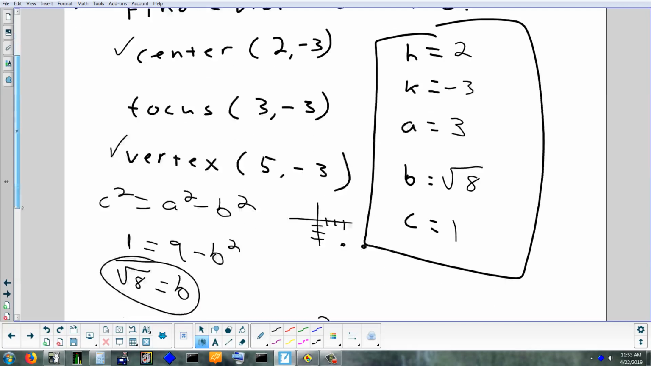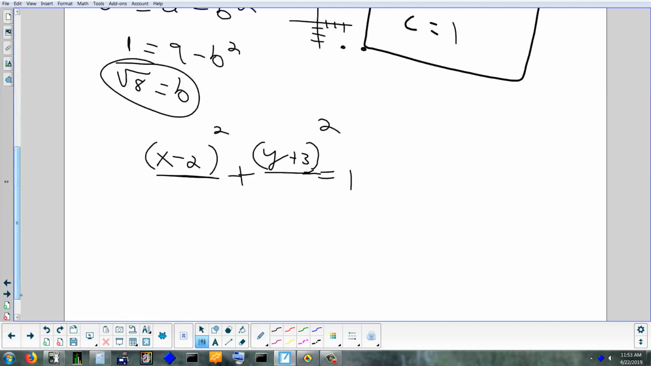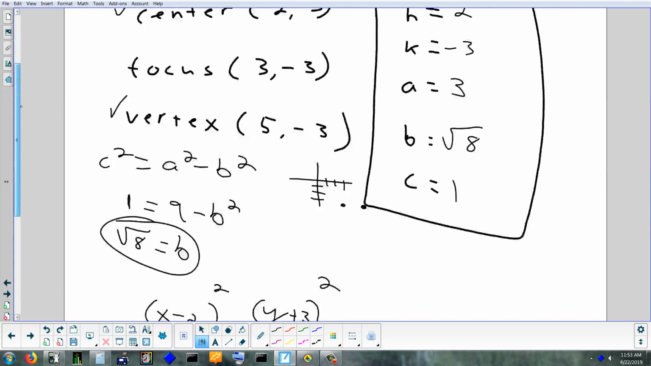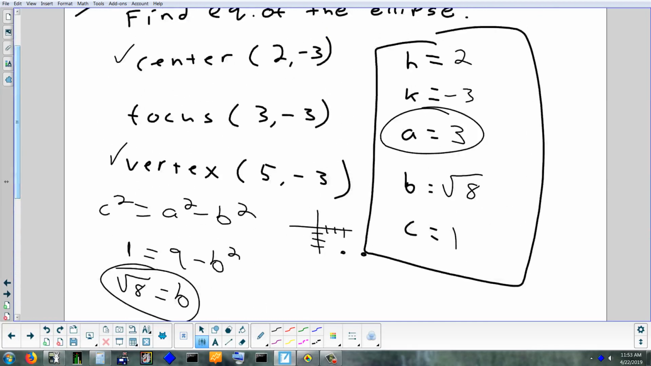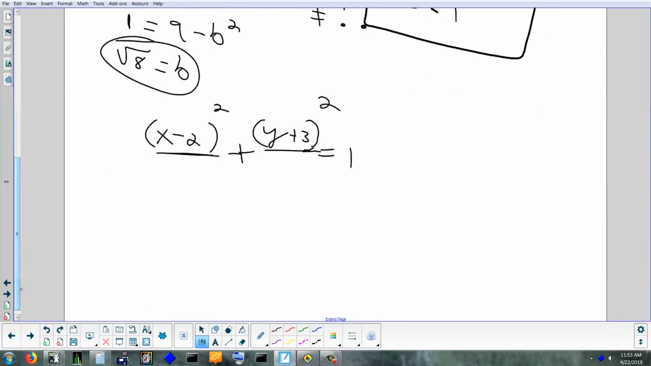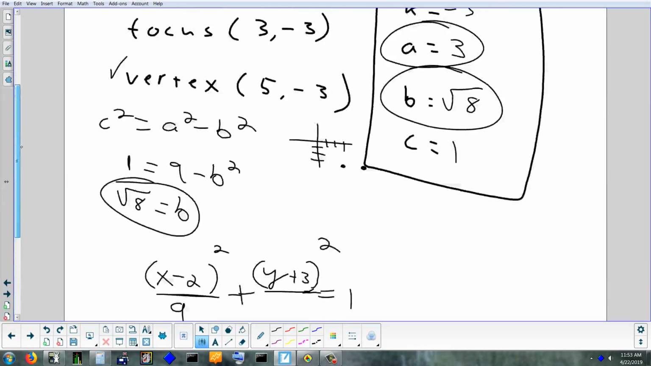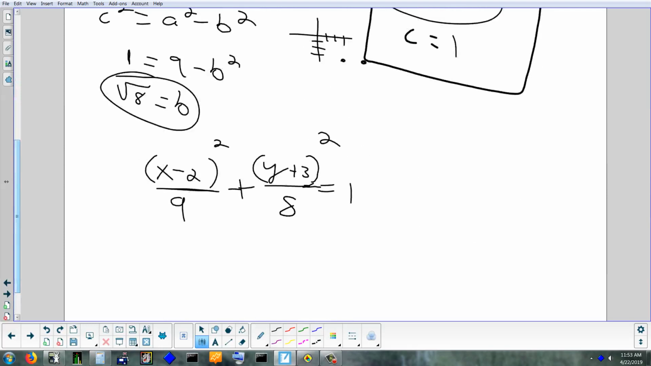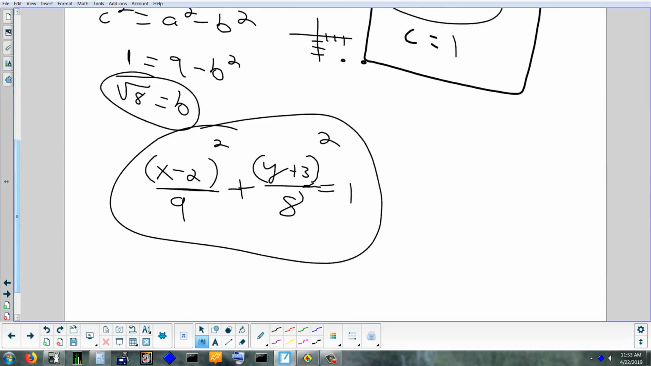So that means I want my major axis horizontal. So the bigger number is going to go under which letter to make it horizontal? X. Here's A, here's B. A is always bigger than B. So you're going to put 9 there. You're going to put 8 there. And that's the equation of your ellipse. Any questions on that?